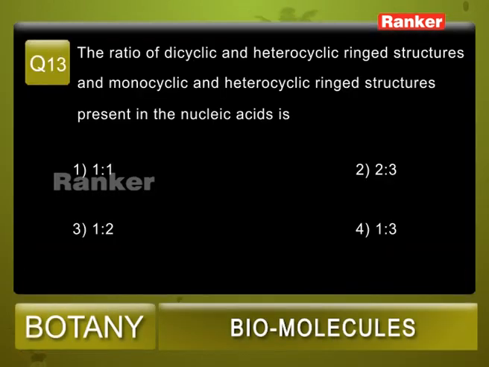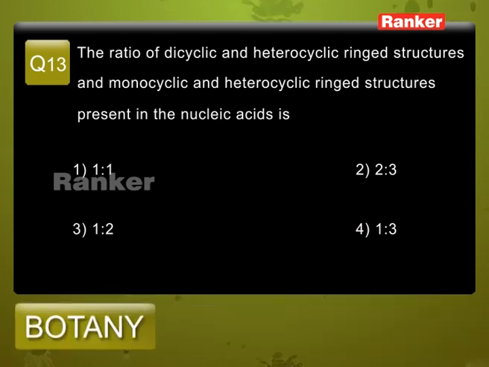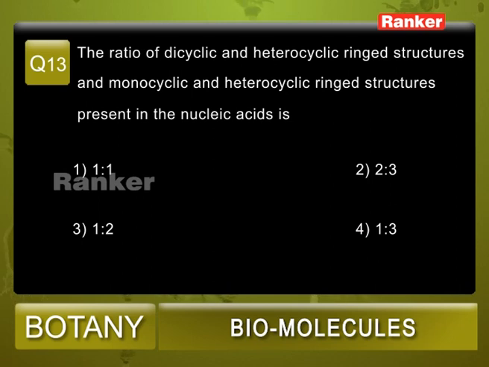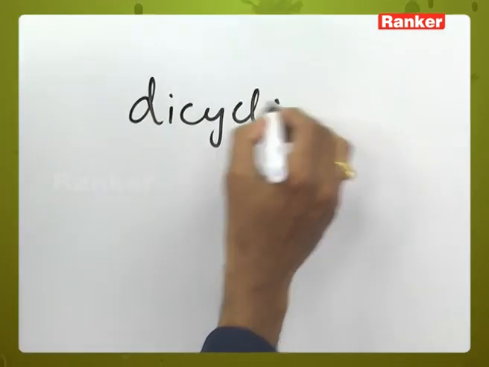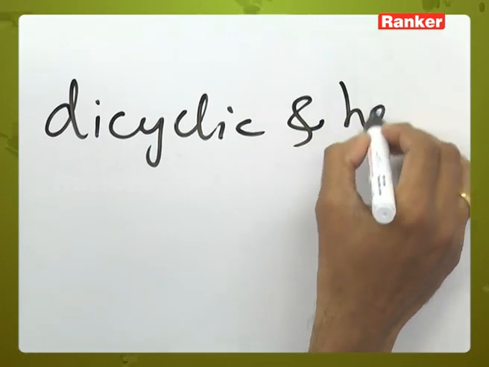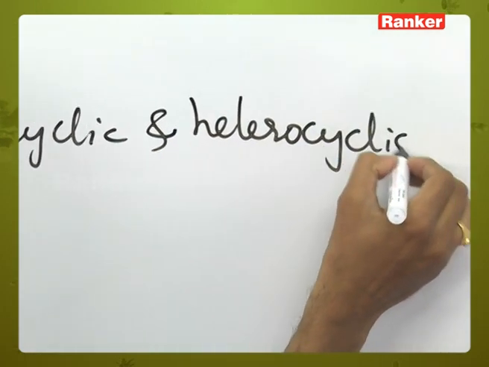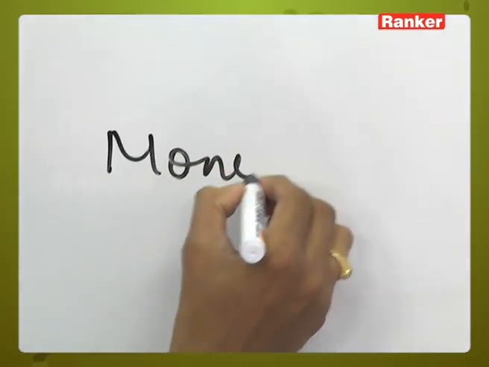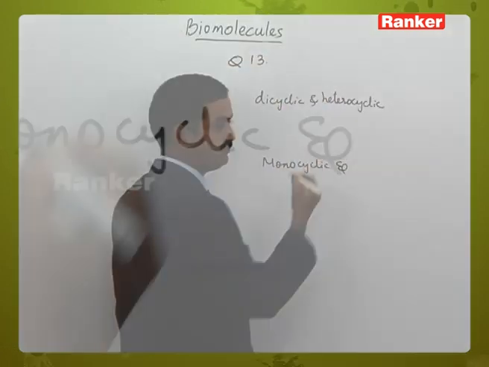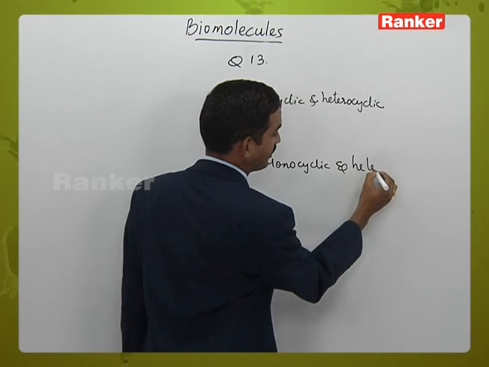Question number 13, the ratio of dicyclic and heterocyclic ringed structures and monocyclic and heterocyclic ringed structures present in the nucleic acids is. Options, first one 1:1, second 2:3, third 1:2, and fourth 1:3. So let's come to the first one, that is dicyclic and heterocyclic. Dicyclic and heterocyclic ringed structures. Then monocyclic along with the heterocyclic ringed structures.